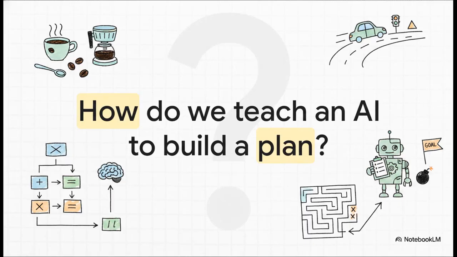To get things started, we really have to ask ourselves, how do we teach a machine to sequence out a complex task? As humans, we sequence things out without even thinking about it. Making coffee, driving to work, you name it. But for an AI, well, we need a mathematical, highly structured language to represent the world, define a goal, and map out the exact steps required to get there without making a catastrophic mistake.